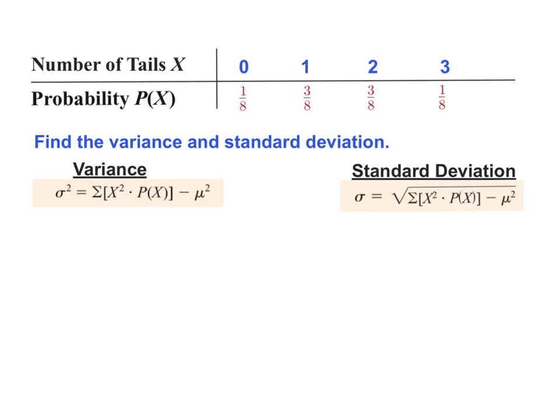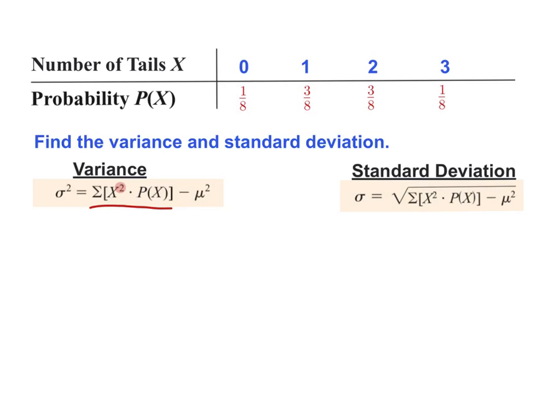Now the only difference is I'm going to take the outcome, these numbers here, and square them first and then multiply them by the probabilities. That's the only difference to do this part. So this part right here is the sum of the outcome squared times the probability. All we're doing, again, is squaring these numbers first, then multiplying them by their corresponding probabilities. Then we're going to subtract off the mean squared, which we just found out was 1.5 before.